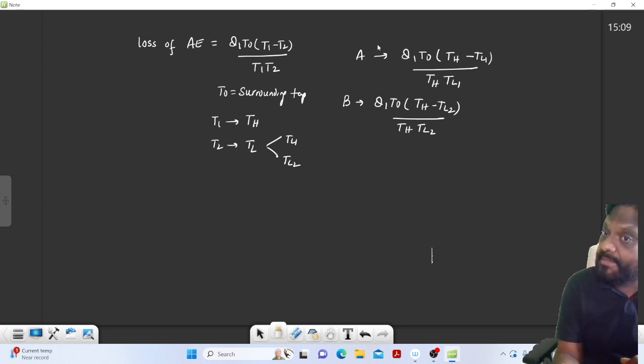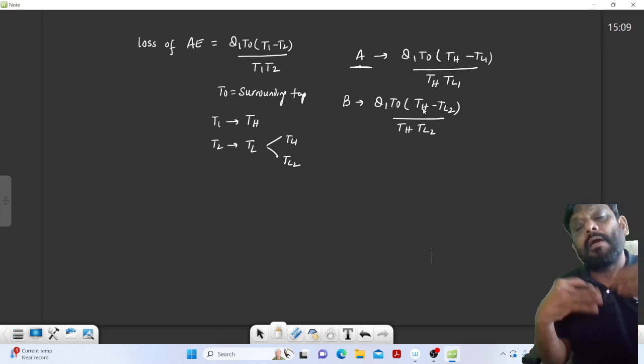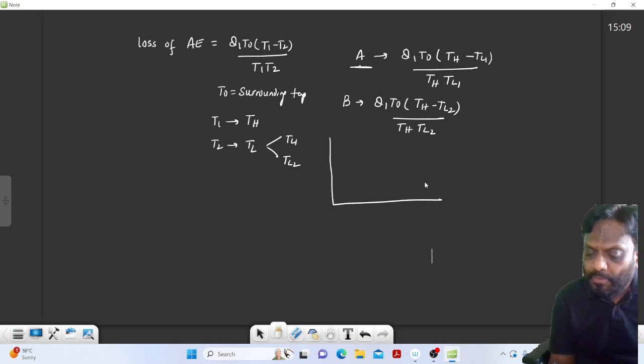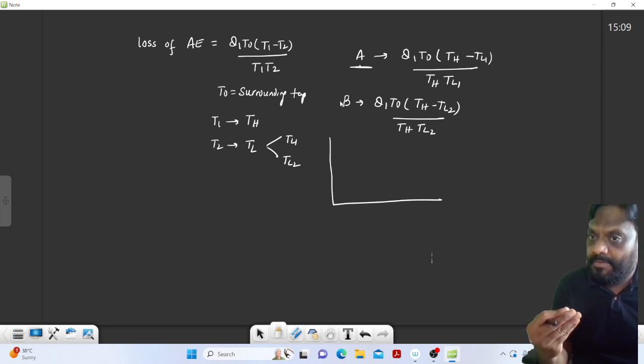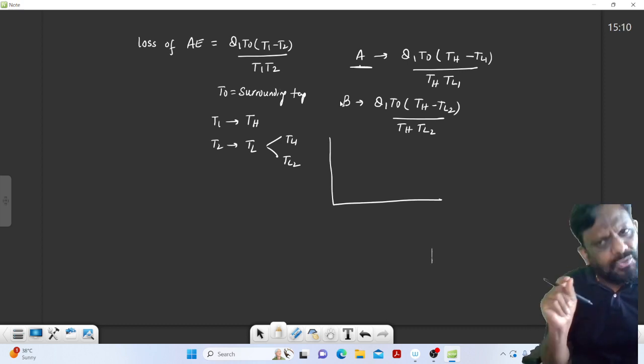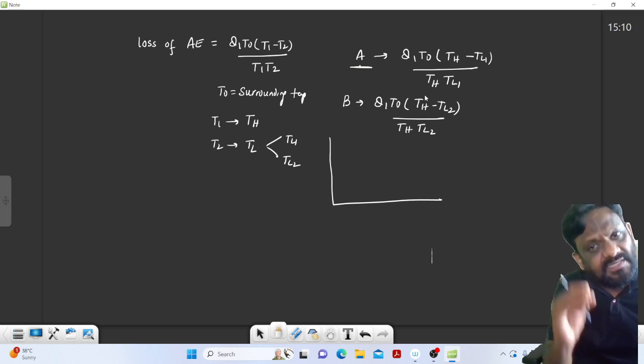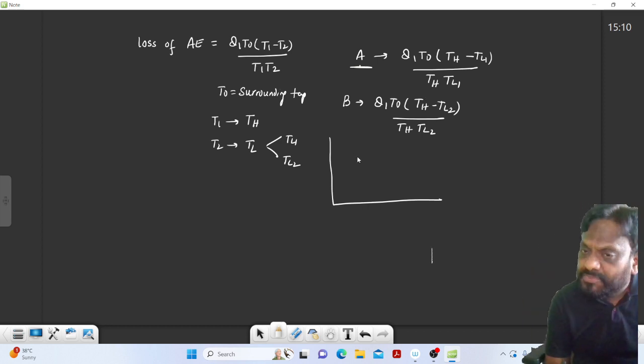The loss of availability, or the irreversibility, will be more in case A. Whereas in case B the difference is less because TL2 is larger, so the loss will be less. Larger the temperature difference, larger is the irreversibility. Therefore, case B is more reversible. Please note down that whenever there is heat transfer with a finite temperature difference, it is always irreversible. So there is entropy generation in case A and case B. But in case B, as the difference is small, the irreversibility is less and the entropy generation is less, but still it is positive.